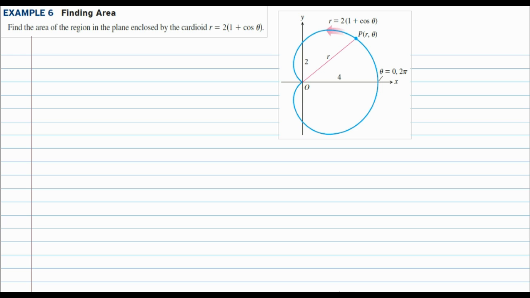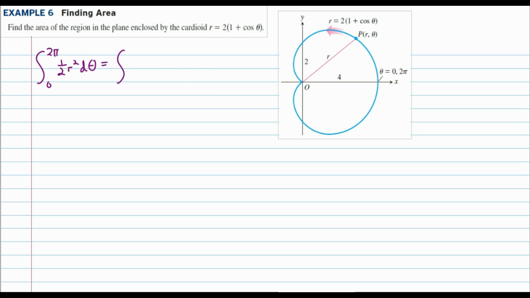Example 6: find the area of the region in the plane enclosed by the cardioid, r equals 2 times 1 plus cosine of theta. I've got my formula, the antiderivative from 0 to 2 pi, and I'm using 0 to 2 pi because I need a full rotation all the way around the curve. It says even here theta equals 0 to 2 pi. Plus, since I'm dealing with cosine of theta, I know I'm not going to get through all those values until I go all the way around one period, so 0 to 2 pi.